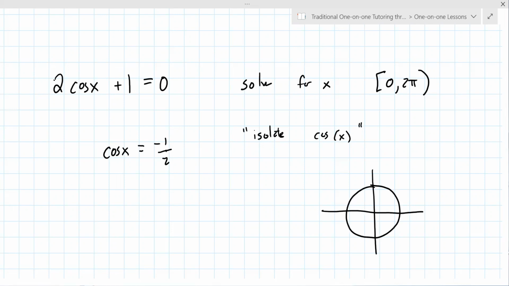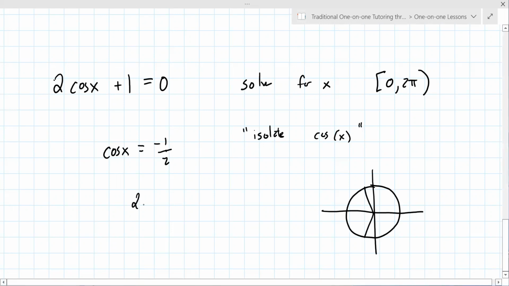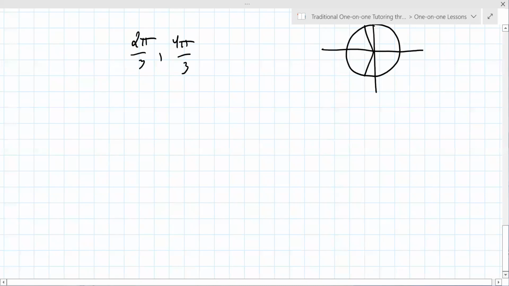2 pi over 3. Okay, so somewhere here-ish. That's not quite right. I guess it's more like that. Yep. And then any other places? 4 pi over 3. Good. So 2 pi over 3, 4 pi over 3. Okay, good. So you got those. Those aren't too bad.